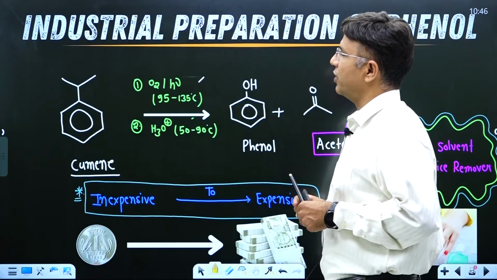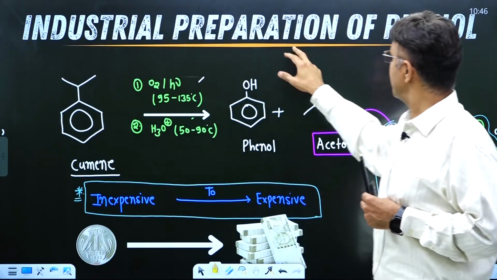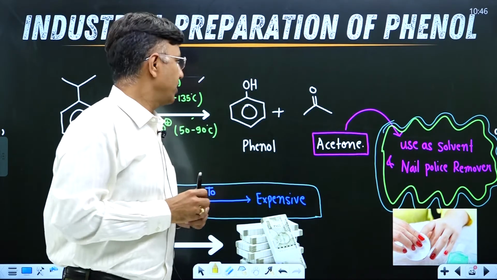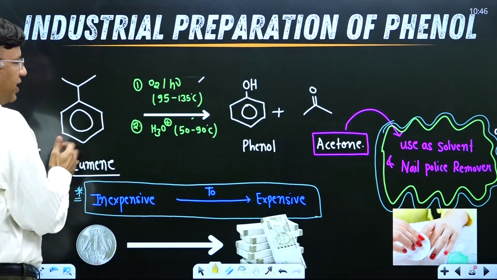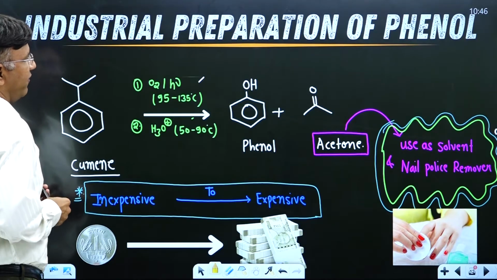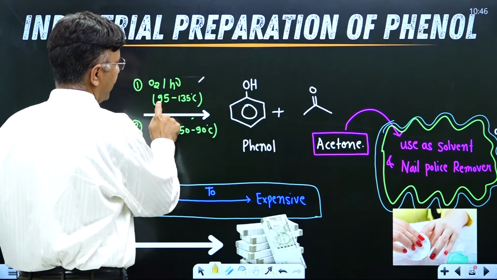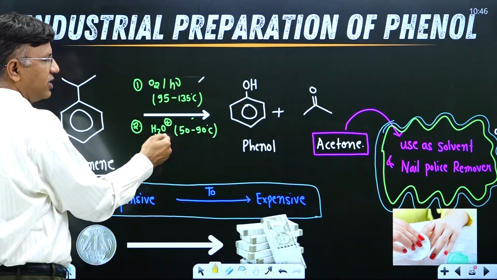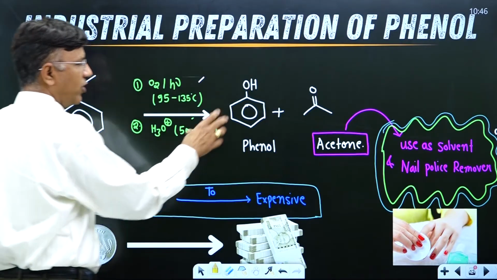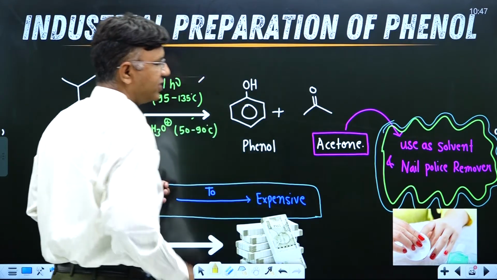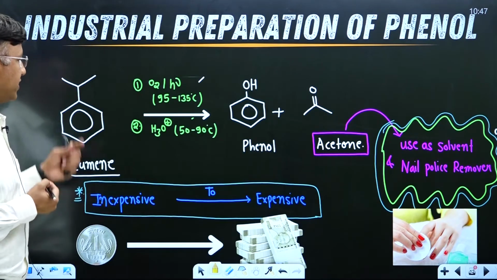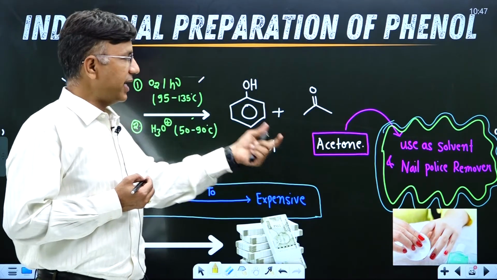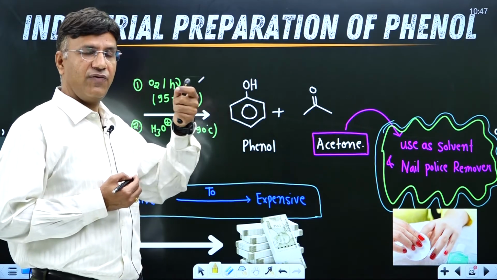Now this is the most important reaction, the industrial preparation of phenol. How phenol is prepared in the industry is very important. Now what happens when cumene, meaning isopropyl benzene, reacts with O2 and sunlight at a temperature of approximately 100 to 135 degrees centigrade, then there is hydrolysis at 50 to 90 degrees centigrade, then we obtain phenol and acetone. Acetone is obtained as a side product. It means cumene reacts with O2 and sunlight, then hydrolysis, and we get phenol and acetone. And acetone as a side product also has a very well known commercial use.